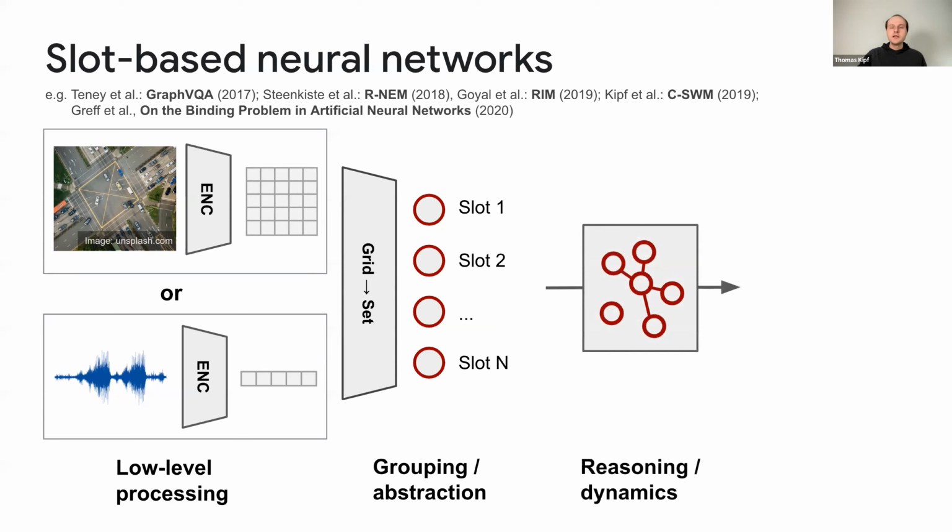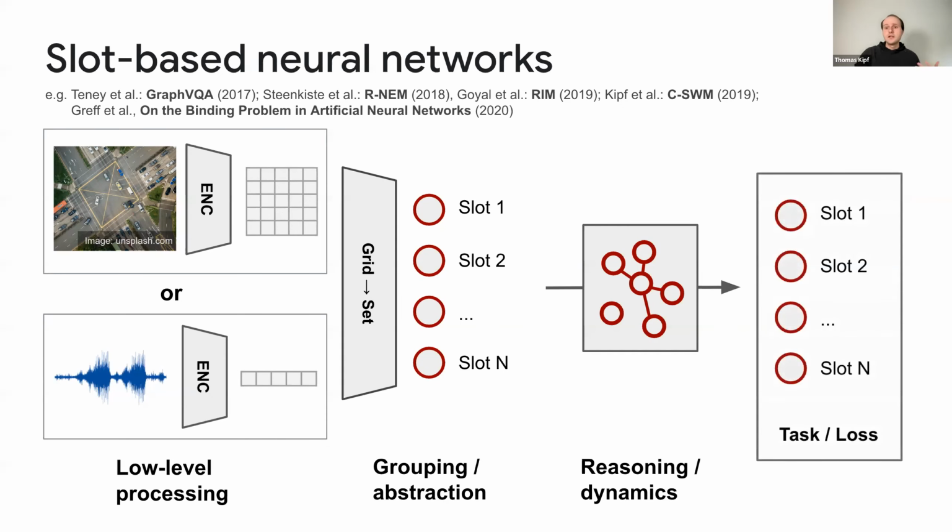And so ultimately, this allows us to use powerful reasoning or dynamics modeling architectures like transformers or graph neural networks, because we already have the ideal components over which to reason. And so we get a lot of learning efficiency from reasoning over the right abstractions. And all of this can be trained directly using some kind of downstream task or loss.